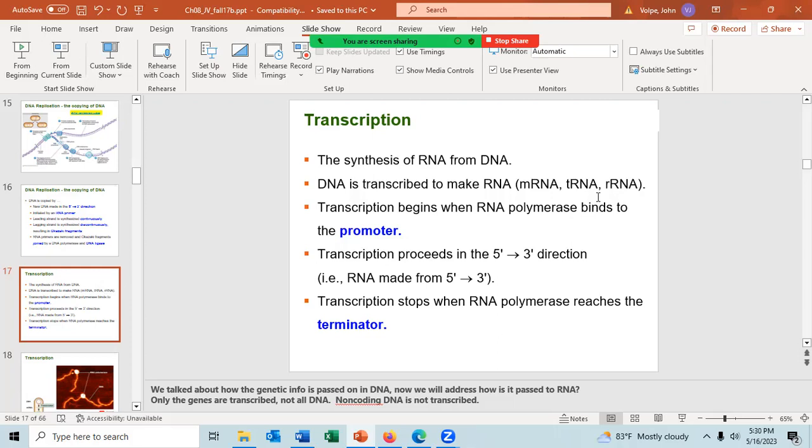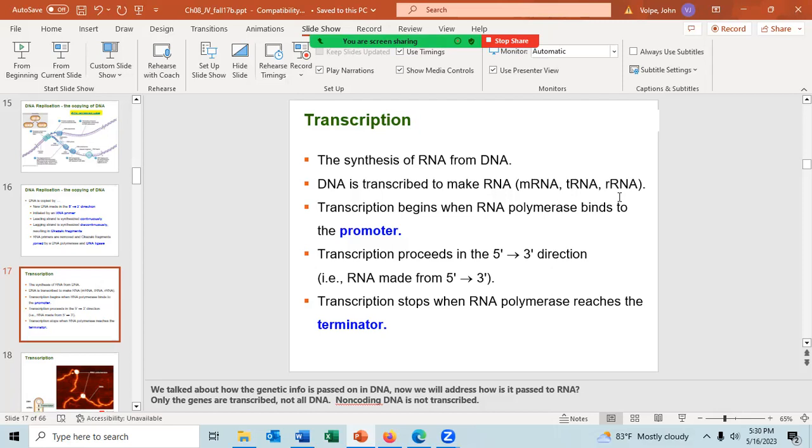Now, the question about how does the cell know to make more of one than the other? Well, it depends, like I said, what gene it's transcribing. In the cell, most of the genes code for messenger RNA because most of the genes will code for a protein, but there are a handful that code for tRNA and another handful that code for rRNA.